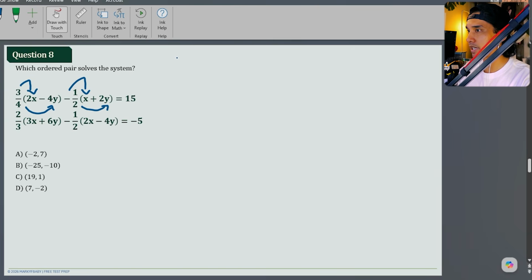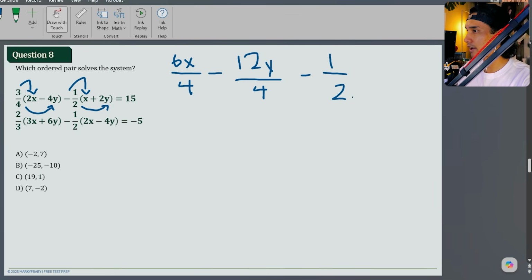What is 3 times 2x? That is 6x. And then divide by 4. And then minus, this is 12y, divide by 4. And then minus, and then all I have here is 1/2 x. And then I have plus, and then 2 over 2y.